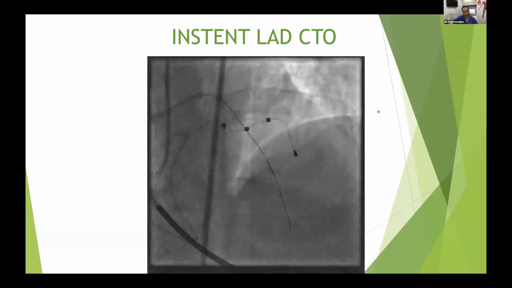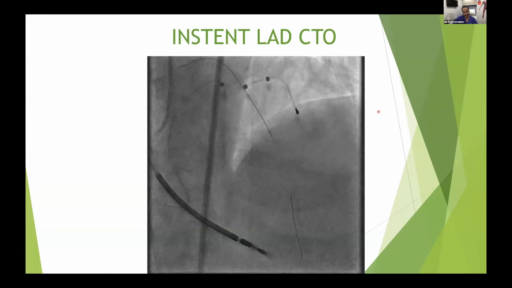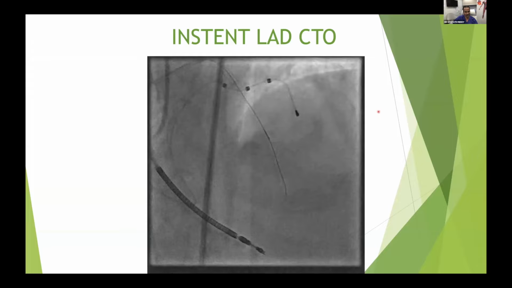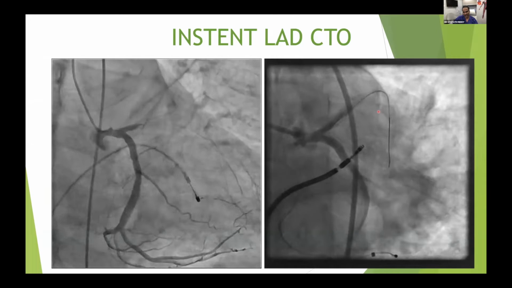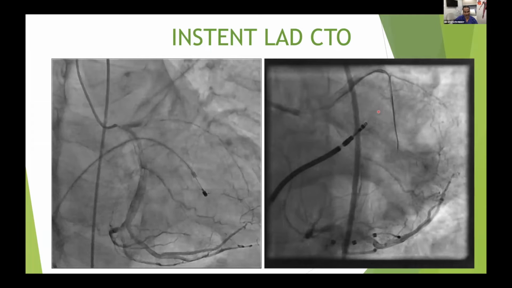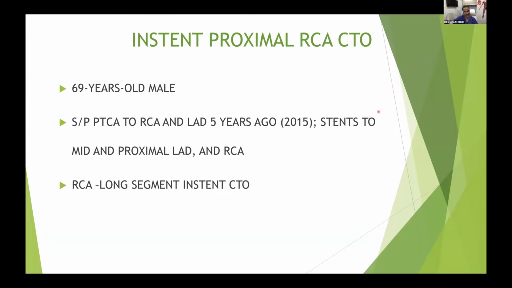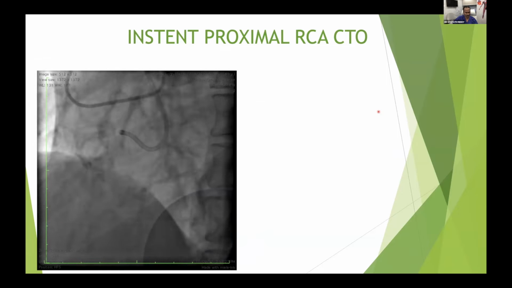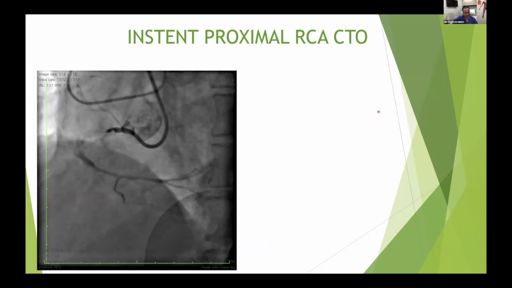Then you can exchange your wire to a workhorse wire through the Crossboss and complete your procedure. So basically, in instent CTO, the Crossboss reduces your procedure time significantly. And this is another instent CTO in proximal RCA. You can see it's a long segment, a total occlusion within the stent.